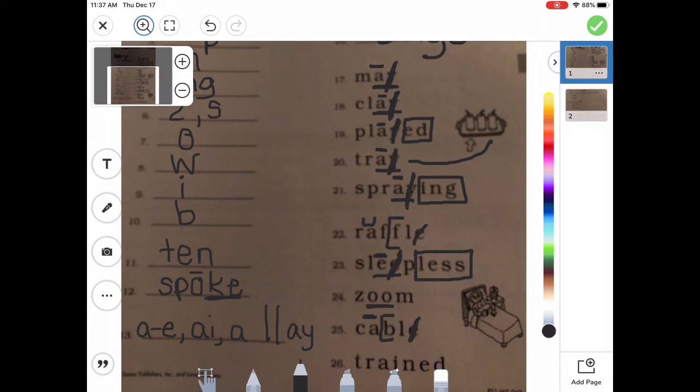And then our last word, what do you notice? Well, it's got that ED, so I need to box it off. It also has AI, so I need to underline the AI. Remember, that means the A is long and the I is silent and marked off. So train, train, and then add the ED, trained, trained. So raffle, sleepless, zoom, cable, and trained. What word do you think matches the picture? That's right, sleepless. If you look really close, her eyes are wide open. It just means that she can't fall asleep.